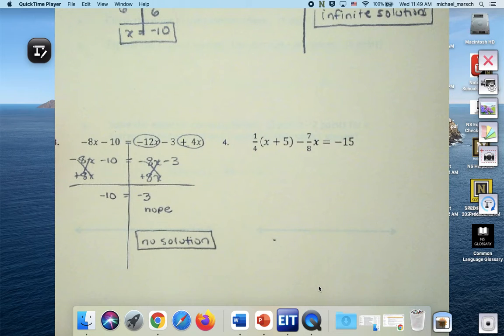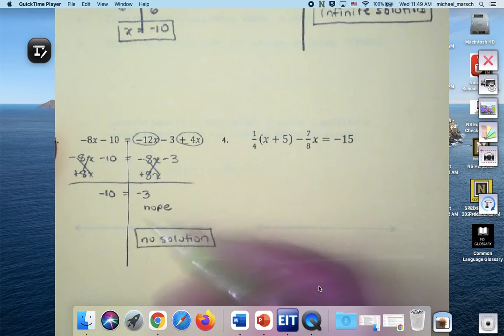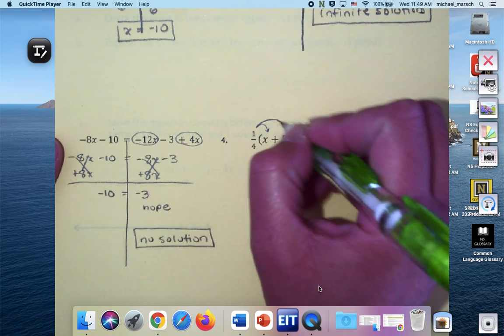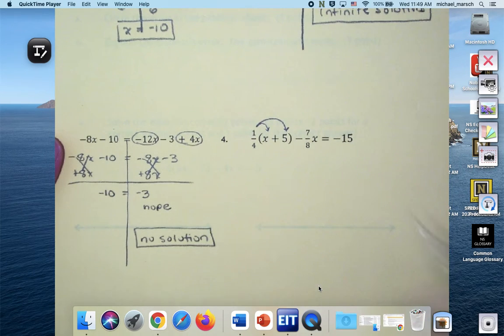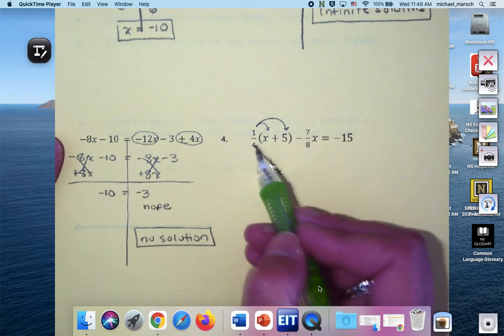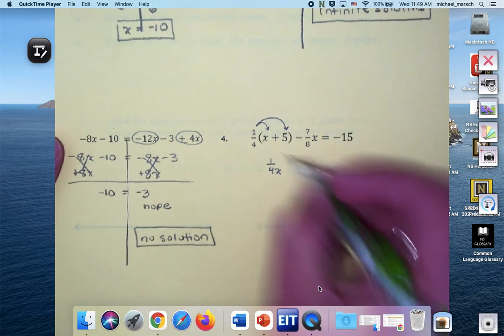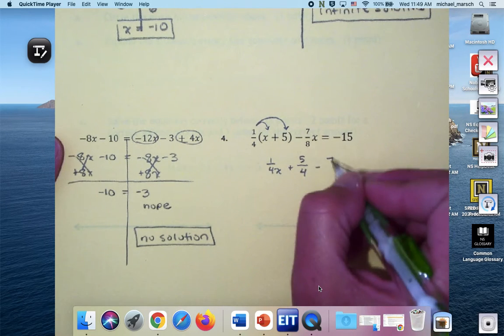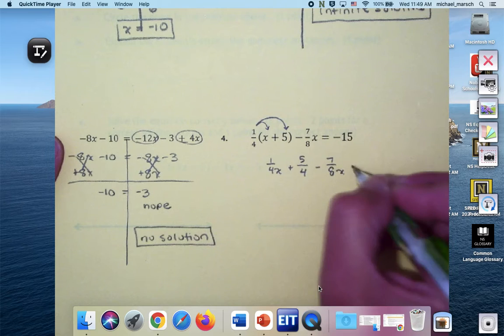Okay, number 4. This is our extreme equations. I do need to distribute. So 1/4 times x is 1/4 x. 1/4 times 5 is 5/4. Everything else stays the same.